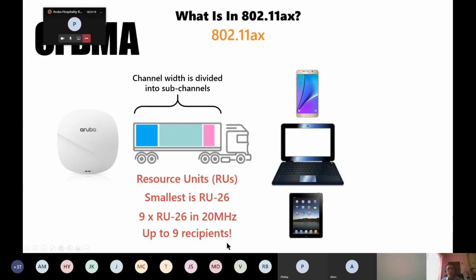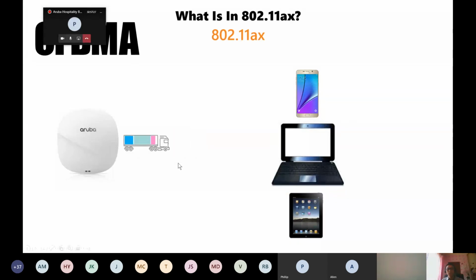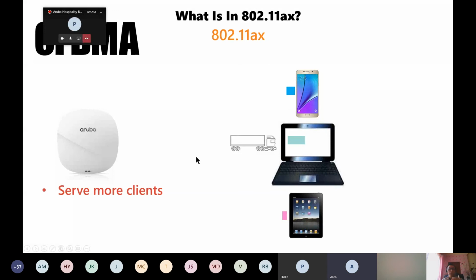If you look at this animation, I'm going to carry 3 packets to 3 clients, and the truck will only go once. Meaning the AP in a single transmission is able to deliver 3 packets to 3 different clients. So imagine if it is 9 clients and the packets are small enough to fit into the truck, which is 20 megahertz wide, then I can send to 9 clients all at once. Only the AP being 11AX is not enough; the clients have to be 11AX too.